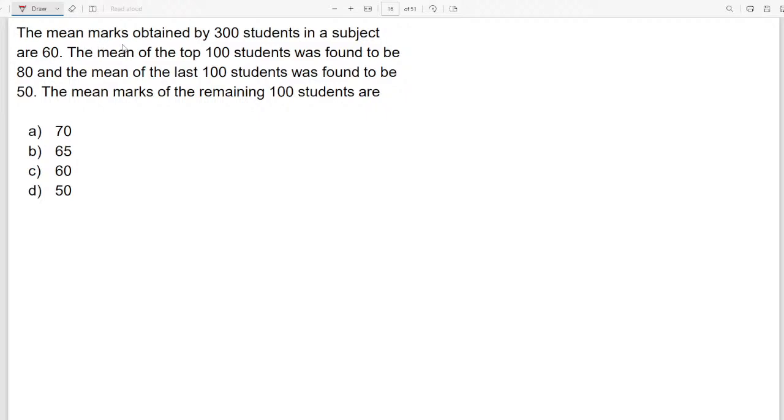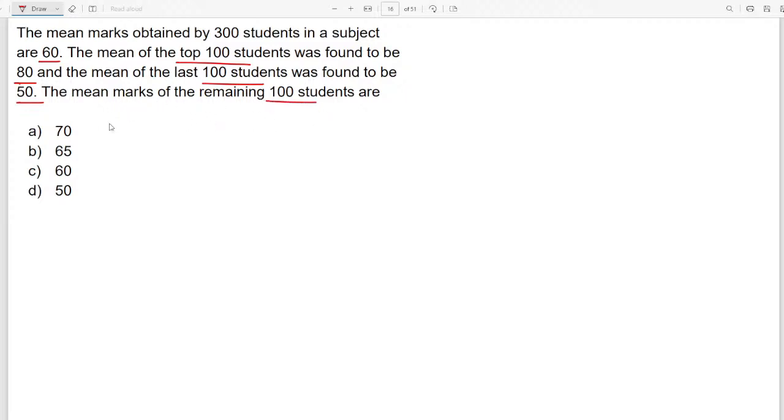Now this question: the mean marks obtained by 300 students in a subject are 60. The mean of the top 100 students was found to be 80. The mean of the last 100 students was found to be 50. So the mean marks of the remaining 100 are?